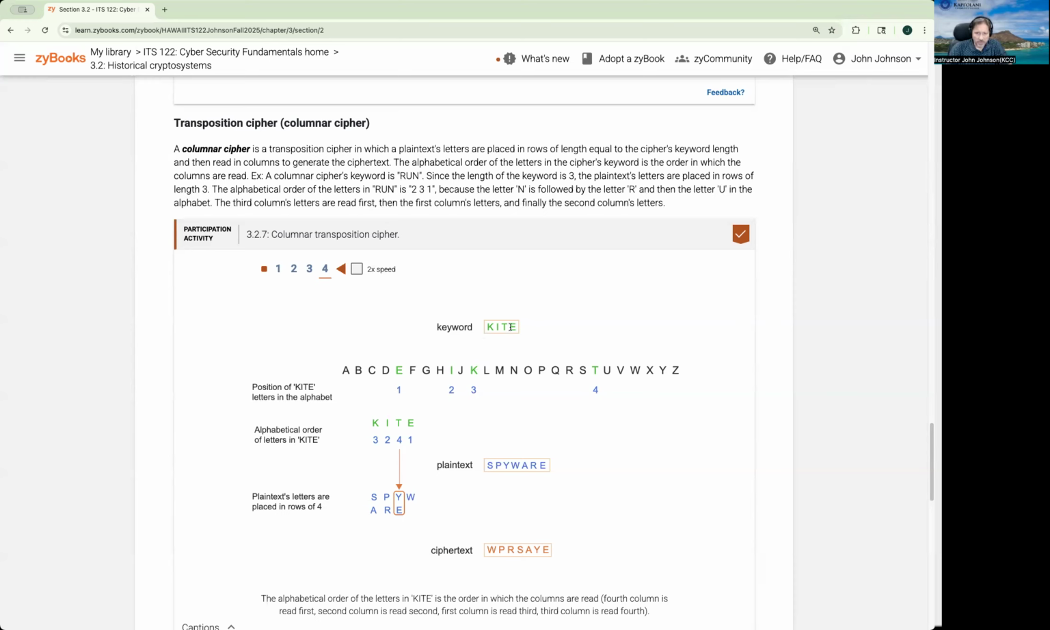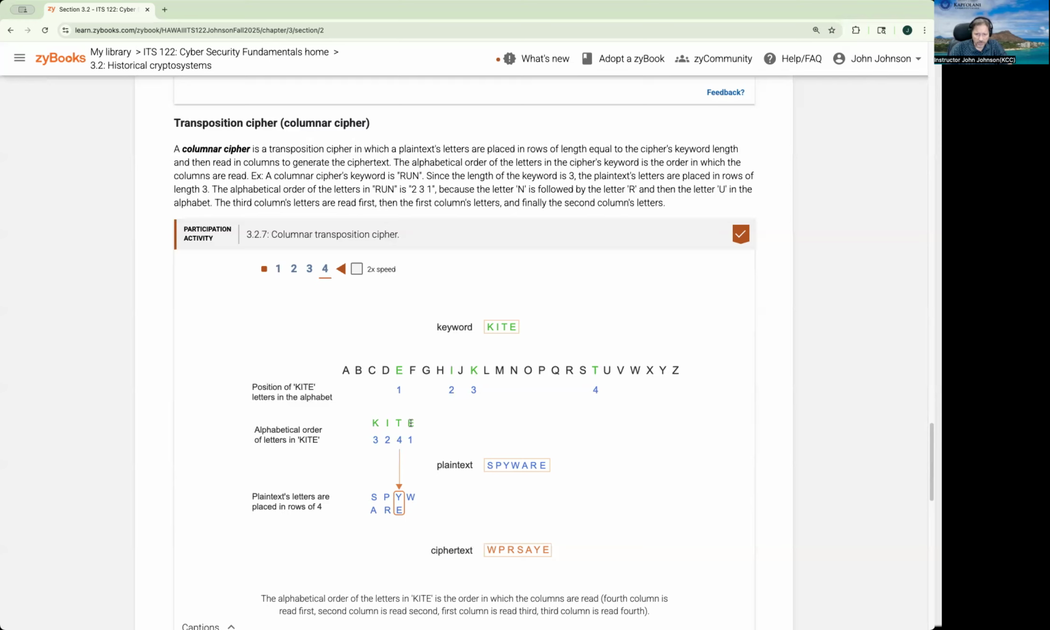So you take the keyword itself, you look at how the keyword is laid out, and then you figure out the order of those characters. So the K is the third one alphabetically. I is the second one alphabetically, so that's 2. And then the T is 4, and then the E is the first one. So then when you take your plain text and put that in there, you look at the first one, W. There's nothing there, so it's just a W.